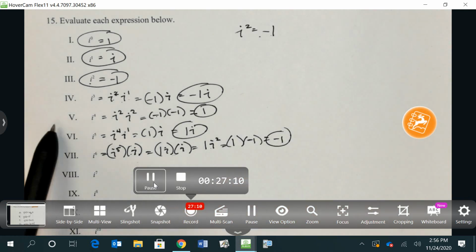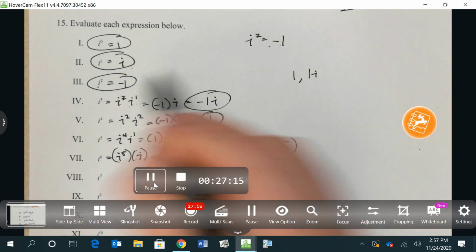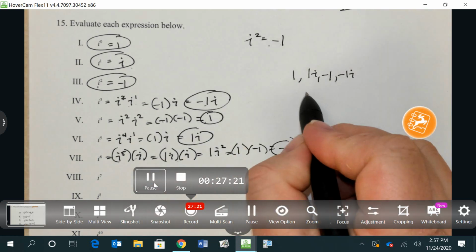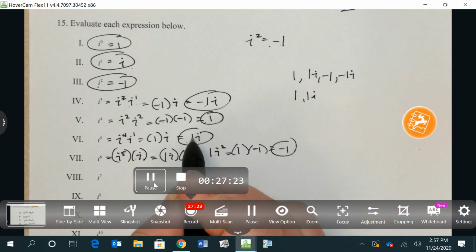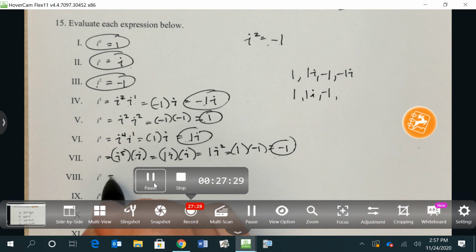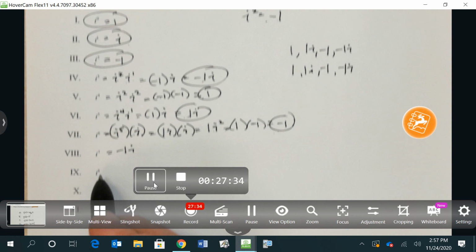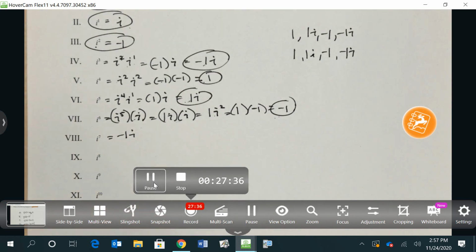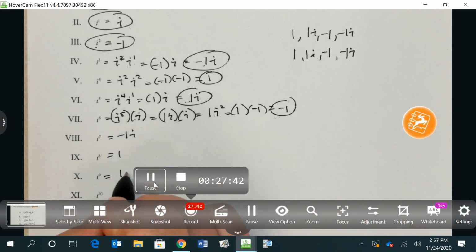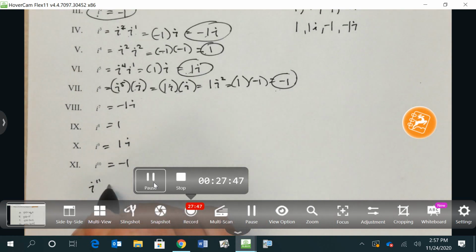Look at the pattern. I'm going to write it here. So I have 1, 1i, negative 1, negative 1i. Starts again. 1, 1i, negative 1. Guess what the next one's going to be? Negative 1i. Starts again. So you're going, what goes here? It's a continual pattern. Is it always like this? Yes, it is. So I've already finished the pattern, so I start back again with 1. 1, 1i, negative 1, and I know that i to the 11th is the same as negative 1i.